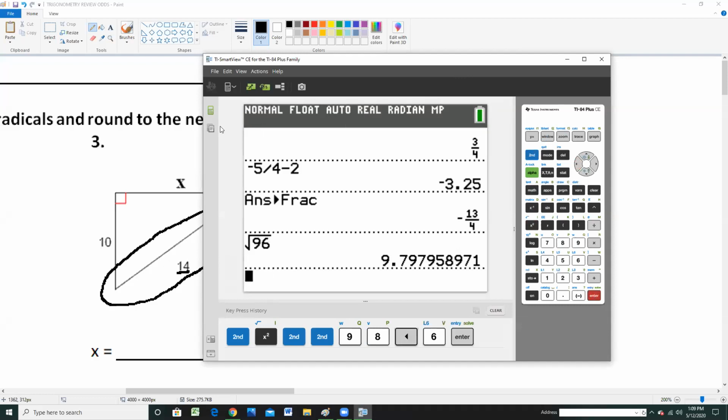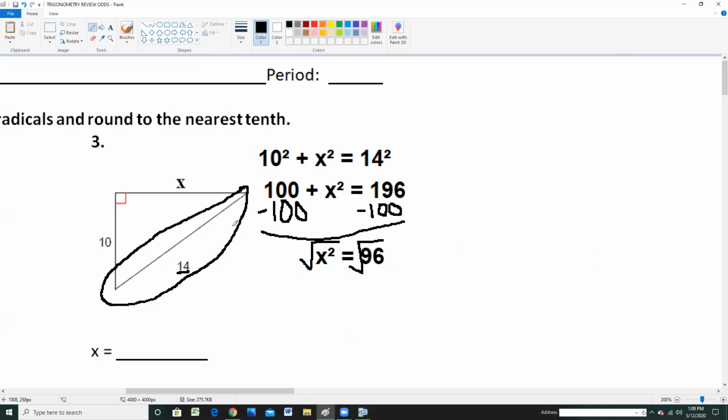Okay, square root of 96, and it did say in the directions to round to the nearest tenth. So you get x equals 9.8.